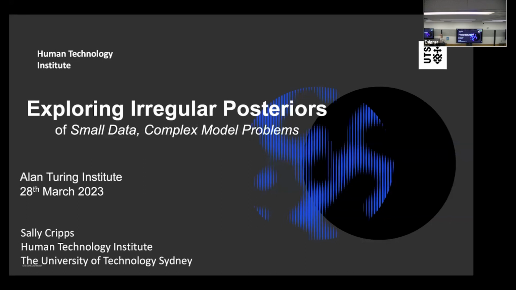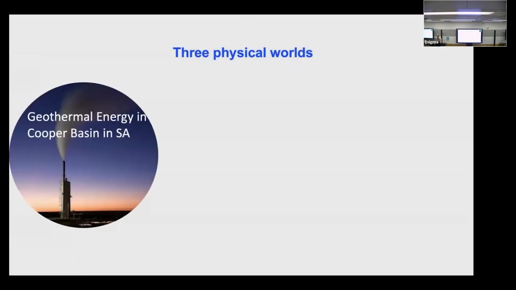Unlike the previous talk by Sebastian, which had complex models but quite a bit of data, these are situations where typically we have very little data. We do have some, but they are very complex models. So the integration of the physics of the problem together with the data is of importance if we're to learn anything about it. I'll run through three physical worlds that I'm going to talk about.